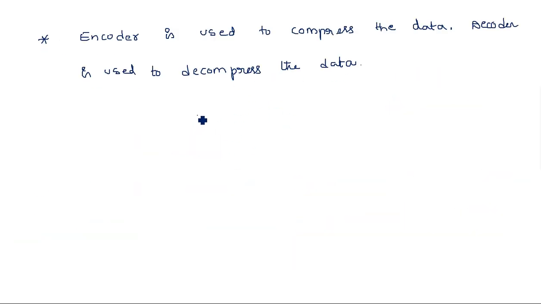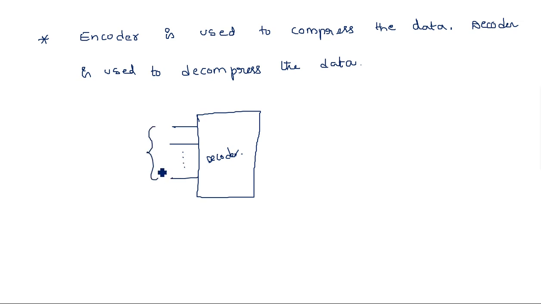If you draw a block diagram of a decoder, the decoder has n number of inputs and 2 power n number of outputs. This is the decoder block diagram.